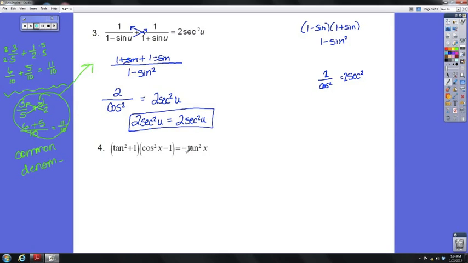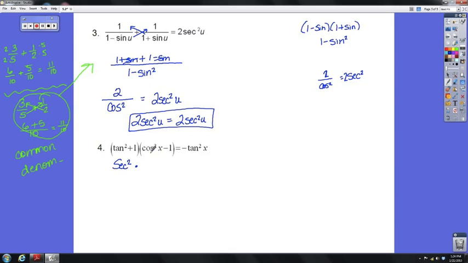And there is number 3. So let's try number 4. No common denominators necessary here. But on number 4, tangent squared plus 1, again looking on your green sheet, that is secant squared, times cosine squared x minus 1.